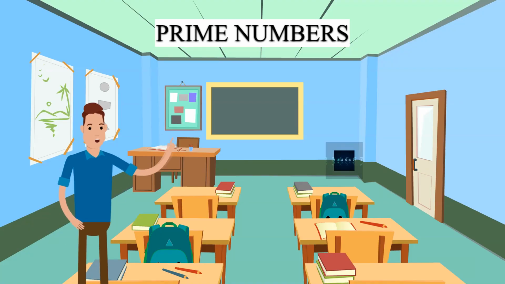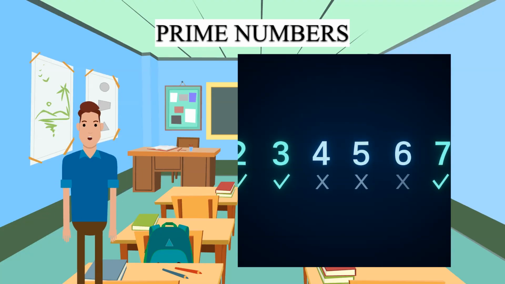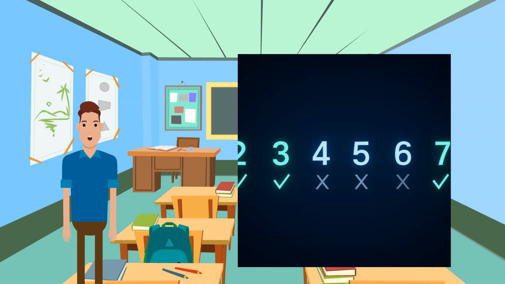Prime numbers are very important in mathematics. A prime number has exactly 2 factors: 1 and itself. Let's look at some examples. The factors of 5 are 1 and 5. Only 2 factors. So 5 is prime. The factors of 7 are 1 and 7. Again, only 2 factors. So 7 is prime.